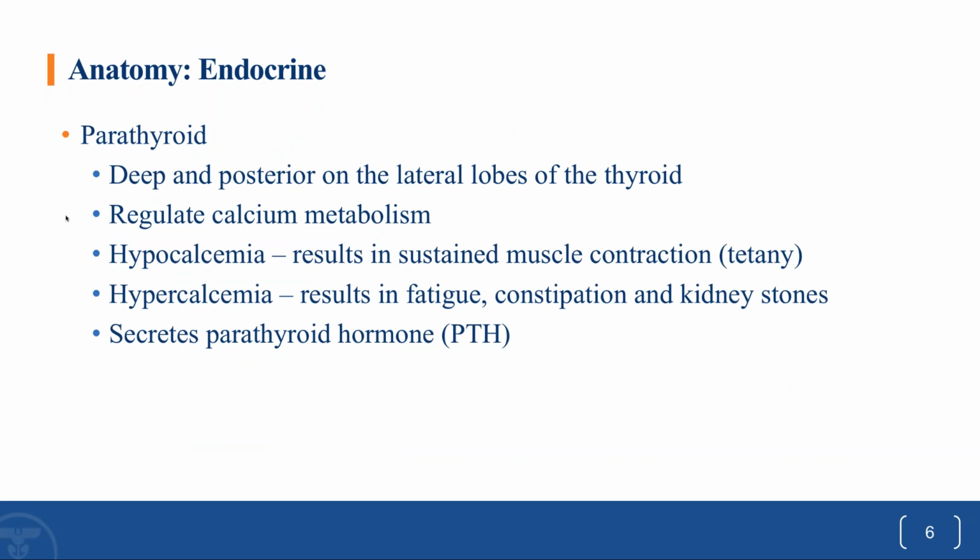And the parathyroid, which are the four blue specks that you see on the image on page 365 in your CPT, are located on the lateral lobes of the thyroid. And again, they help to metabolize.